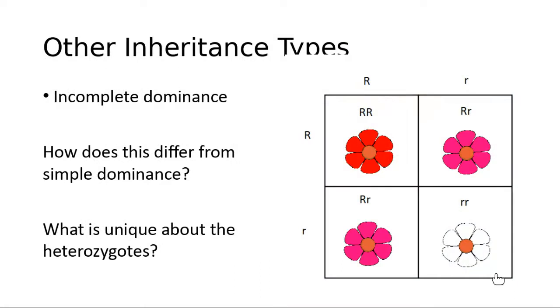Okay, which brings me to this. So incomplete dominance is definitely a different inheritance pattern. So how does this differ from simple dominance in your own words? Like, how would you describe it? There's two dominant traits and they're both being expressed.